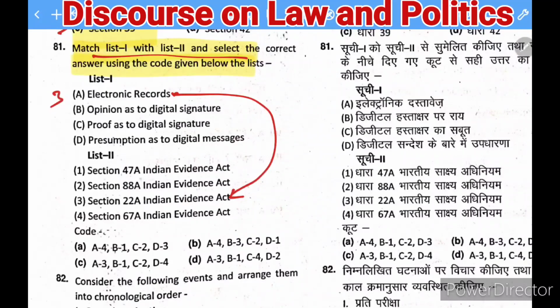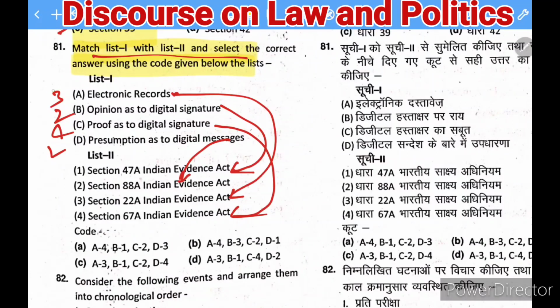So just write here 3. Opinion as to digital signature has been mentioned in section 47A. So just write 2 here. Proof as to digital signature has been discussed in section 67A. So just write here 4. Presumption as to digital messages has been mentioned in section 88A. So just write here 2.